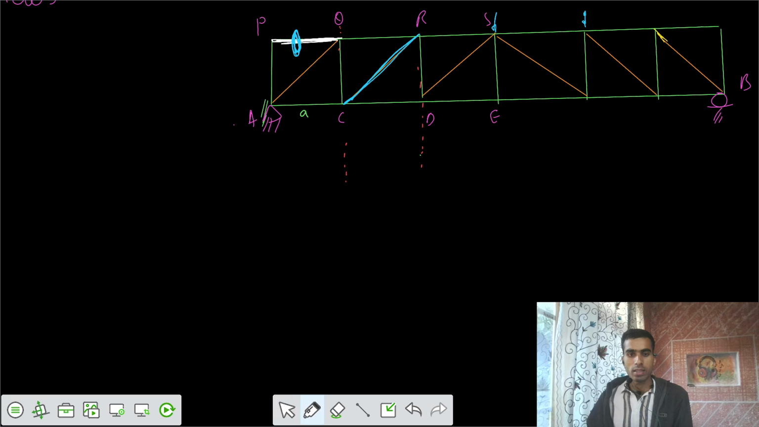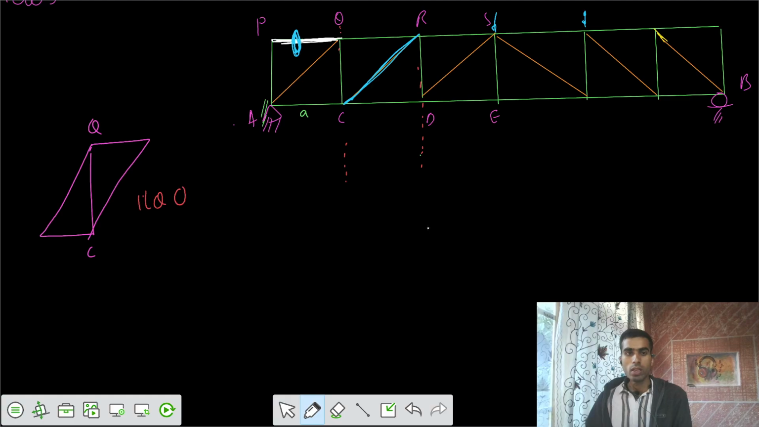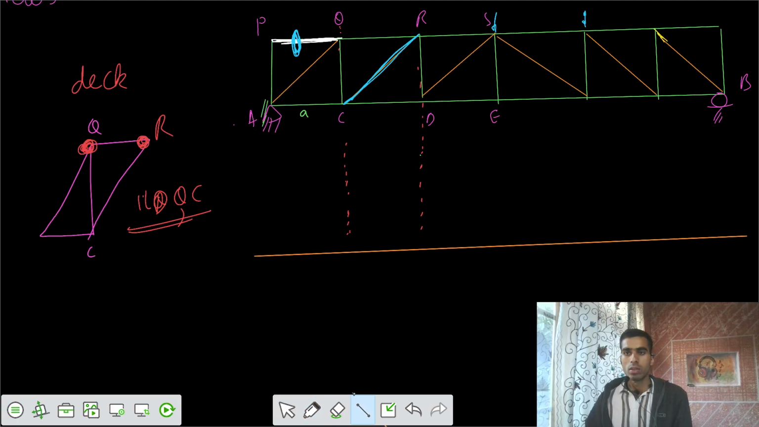So let's say that this was your QAC, and this was your QRC, this was your QC, and what's the loading? The question mentions ILD for QC, for the loading of deck type. So deck type loading, that means the critical locations are Q and R. That means same as that of the previous problem we had, Q and R.